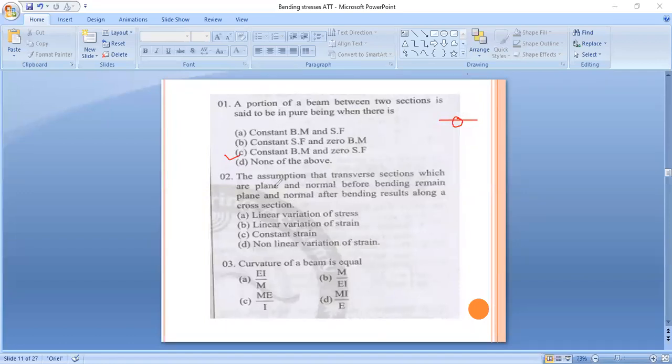After that, second: the assumption that transverse sections which are plane and normal before bending remain plane and normal after bending results in, along a cross section: linear variation of stress, linear variation of strain, constant strain, non-linear variation of strain. Which option is correct?